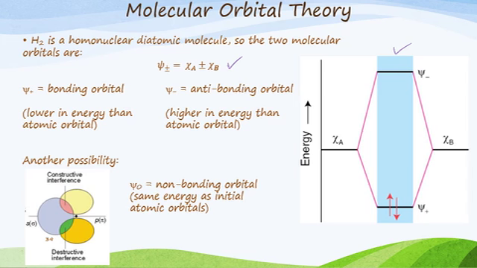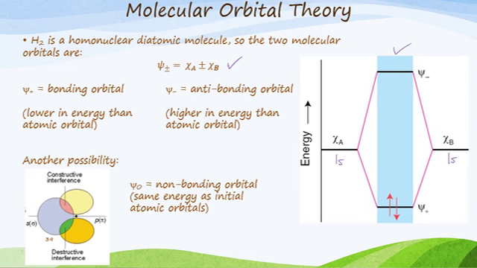You will see that in this case, if this was hydrogen, this would be a 1s orbital, and this would be a 1s orbital. But they are going to interact differently. They're going to form the bonding orbital at the bottom here, and they're going to form the antibonding orbital at the top over here.